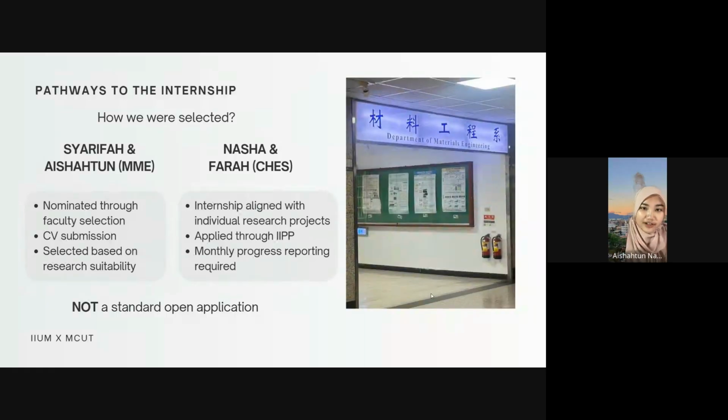However, Nasha and Farah had their own project that they discussed with the lecturer, and they applied for a national funding program, the International Internship Pilot Program, IIPP, which we'll discuss later on. They get their allowances, but they need to write and submit a report monthly. Overall, this was not a standard open application. It came about because of institutional collaboration, research matching, and lecturer support.